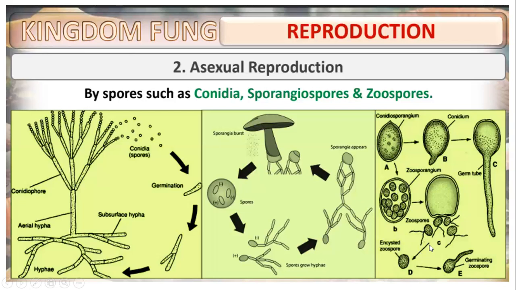Inside there are zoospores. This structure is called the zoosporangium, and it is filled with zoospores. Now these zoospores have a special part too. They are covered with a thick wall which is called a cyst. So they are resistant to harmful conditions. But when favorable conditions arise, they will germinate and you will get a new fungus.